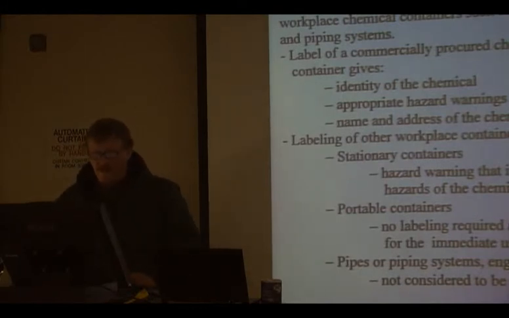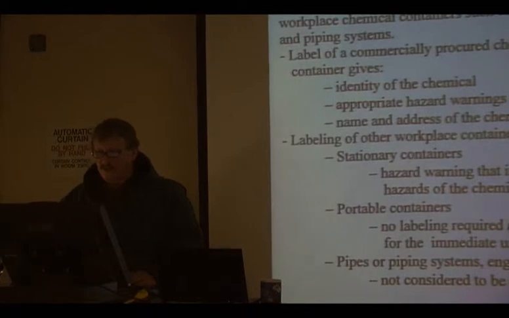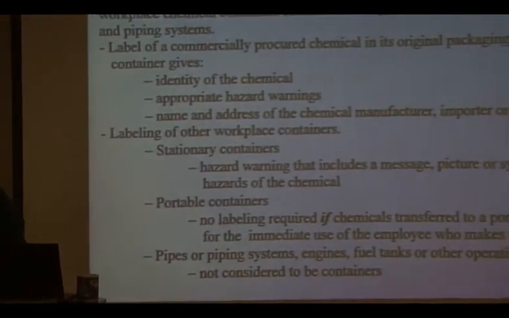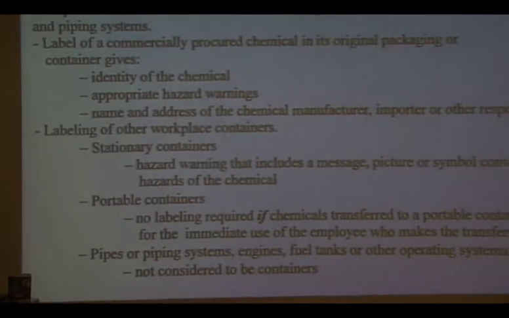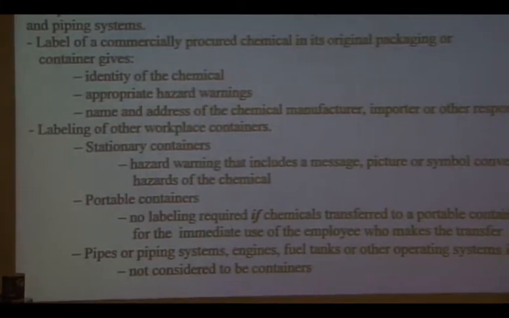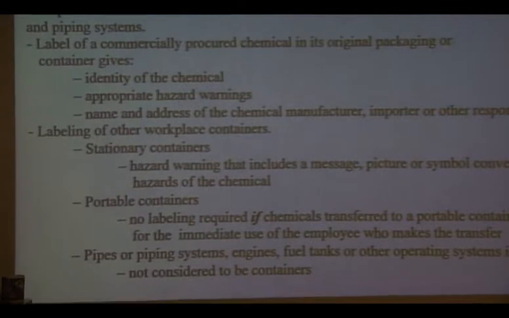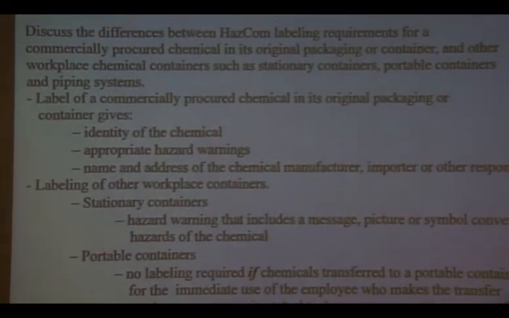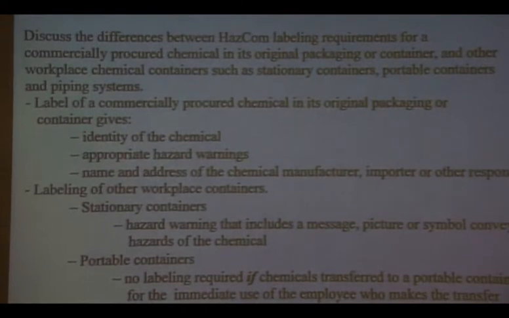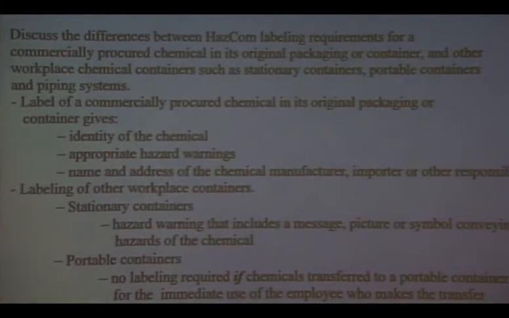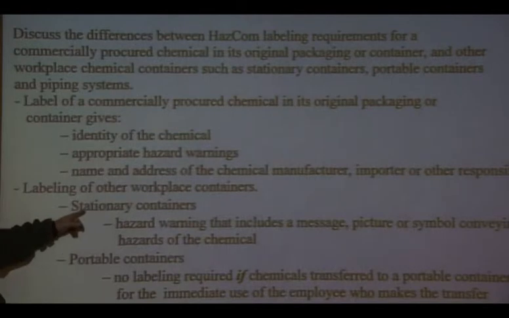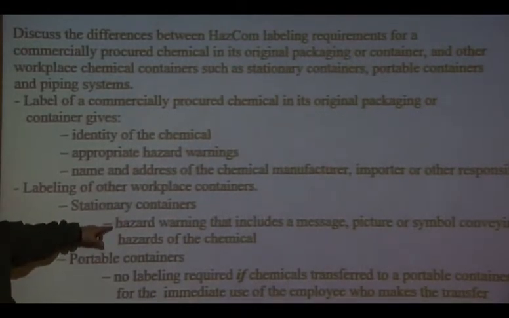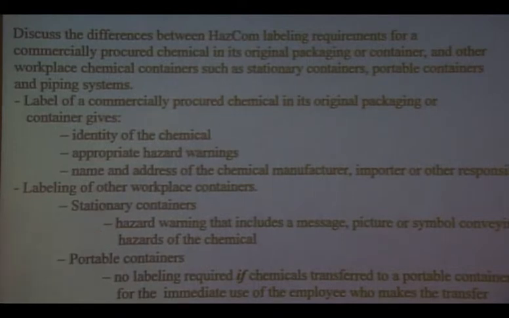Okay, so for the commercially produced chemical, you have to identify the chemical, hazard warnings, and the name and address of the chemical manufacturer, the person who makes it or is responsible for it. When you label stuff in your work areas, and this is what you pour out or transport out of the commercial package, if it's stationary, you have to have a hazard warning that includes message, picture, symbol. Just to let you know what the hazards are.